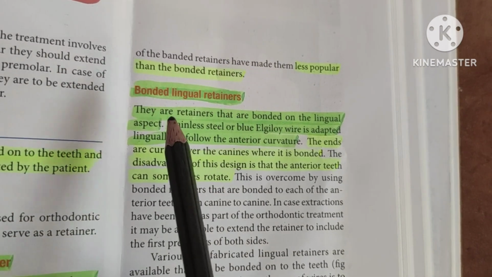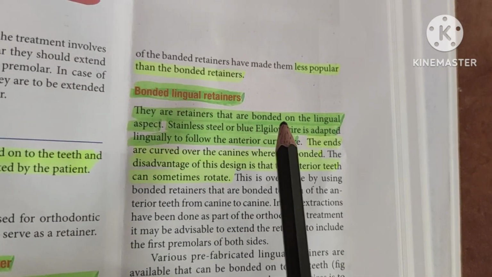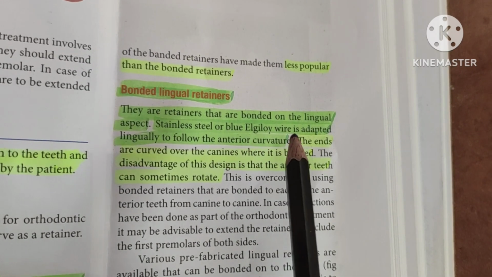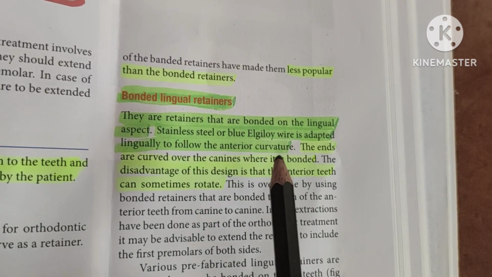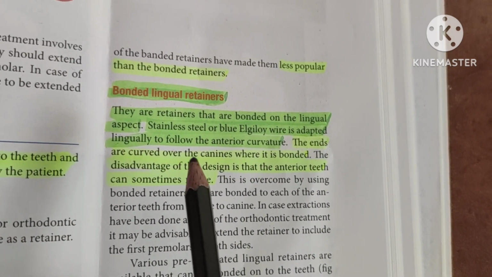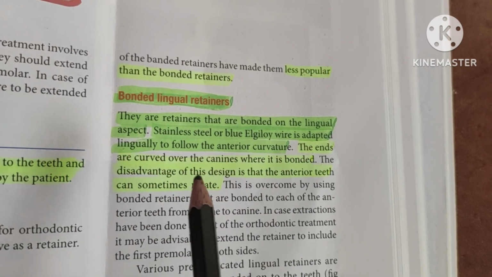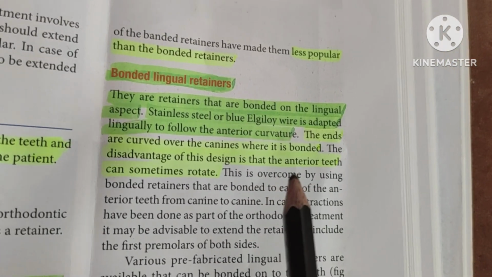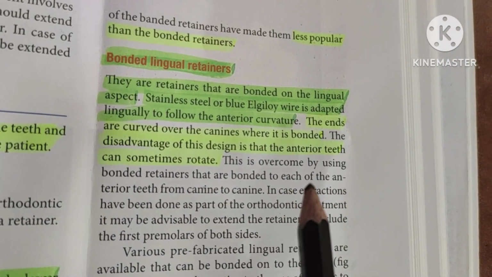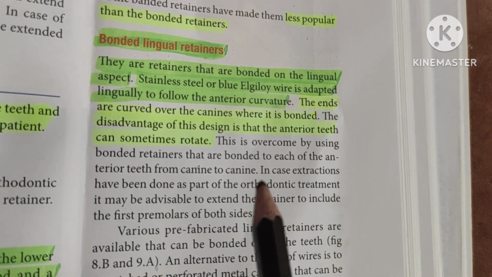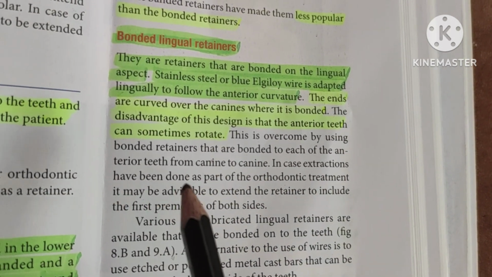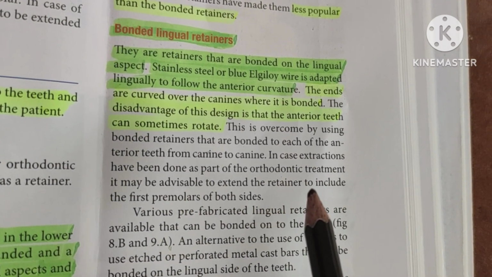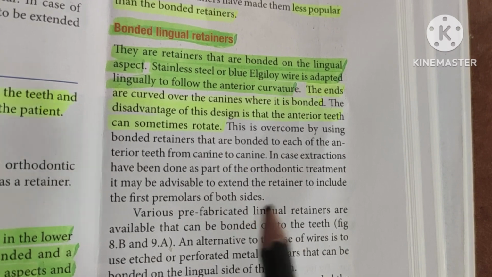The bonded canine to canine retainers are retainers that are bonded on the lingual aspect. The stainless steel or blue alloy wire is adapted lingually to follow the anterior curvature. The ends are curved over the canines where it is bonded. The disadvantage of the design is that the anterior teeth can sometimes rotate. This is overcome by using bonded retainers that are bonded on each of the anterior teeth from canine to canine. In case extraction has been done as part of the orthodontic treatment, it may be advisable to extend the retainers to include the first premolars of both sides.